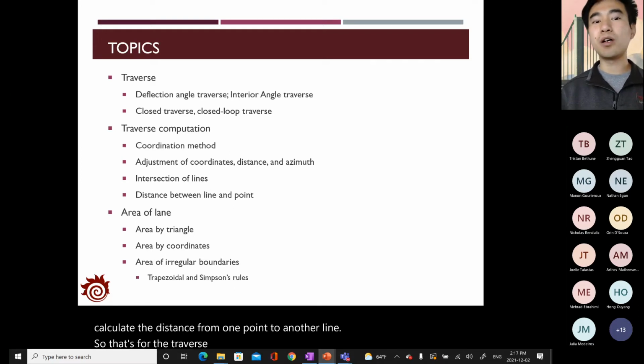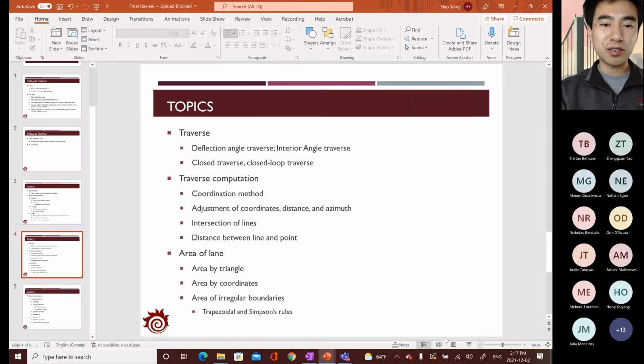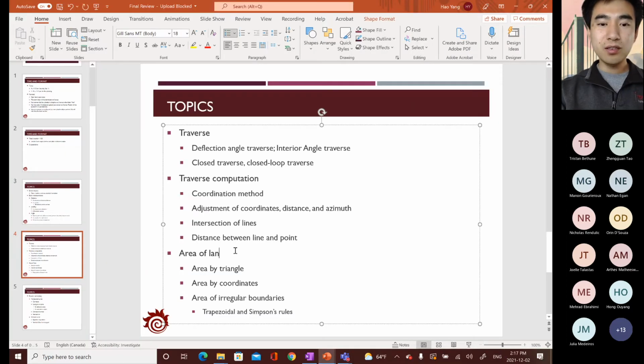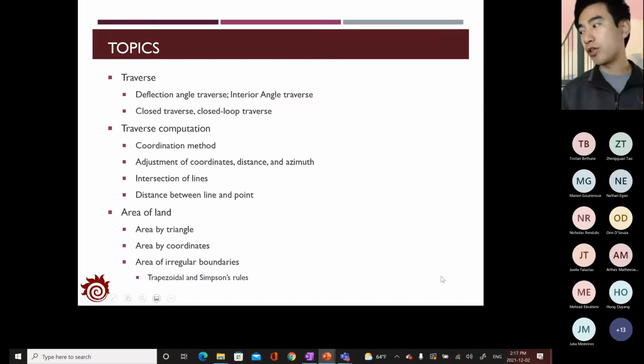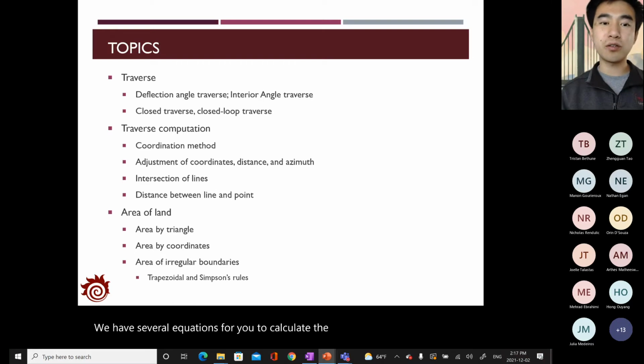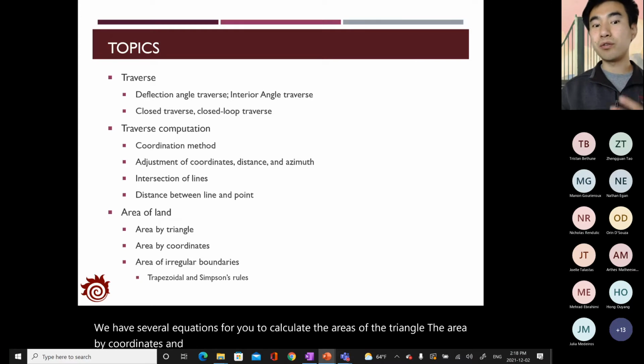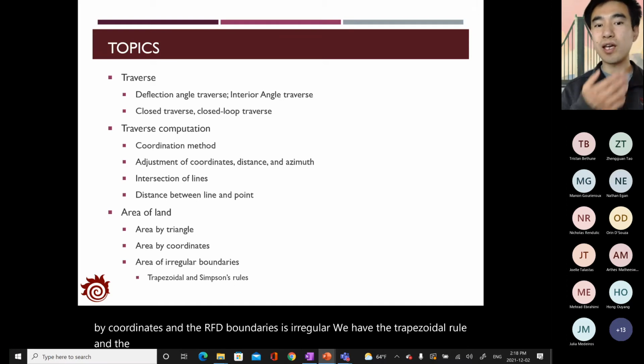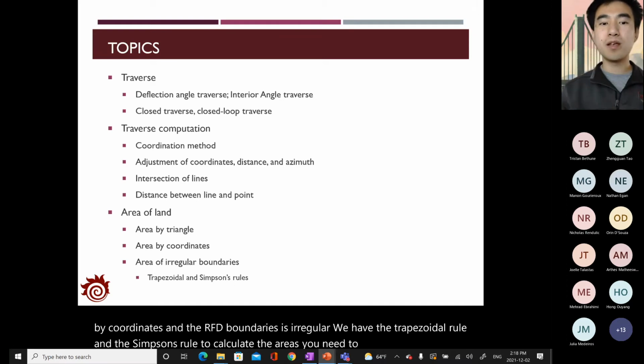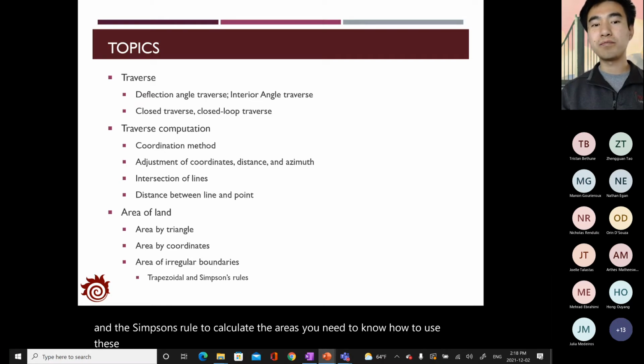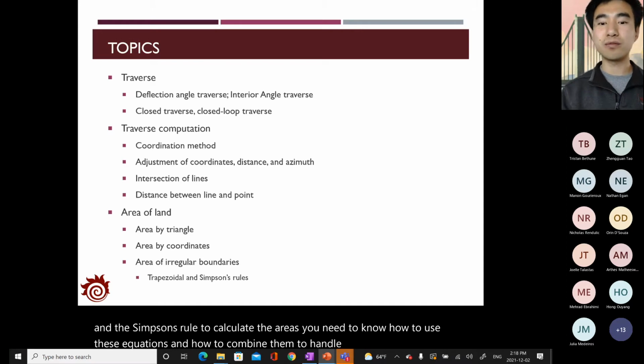For the area of the land, that'll be relatively simpler. We have several equations for you to calculate the areas of the triangle, the areas by coordinates, and if the boundary is irregular, we have the trapezoidal rule and the Simpson's rule to calculate the areas. You need to know how to use these equations and how to combine them to handle complicated situations.